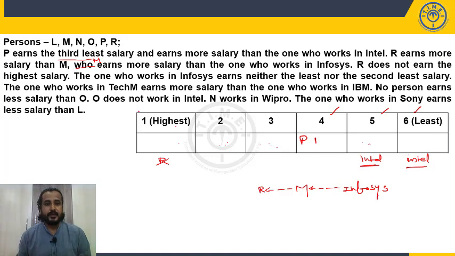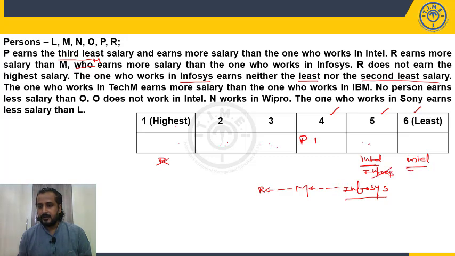Next, the one who works in Infosys. So we have the Infosys information here. Let us try to club these two. The one who works in Infosys earns neither the least nor the second least salary. So here who will not come? Infosys will not come.